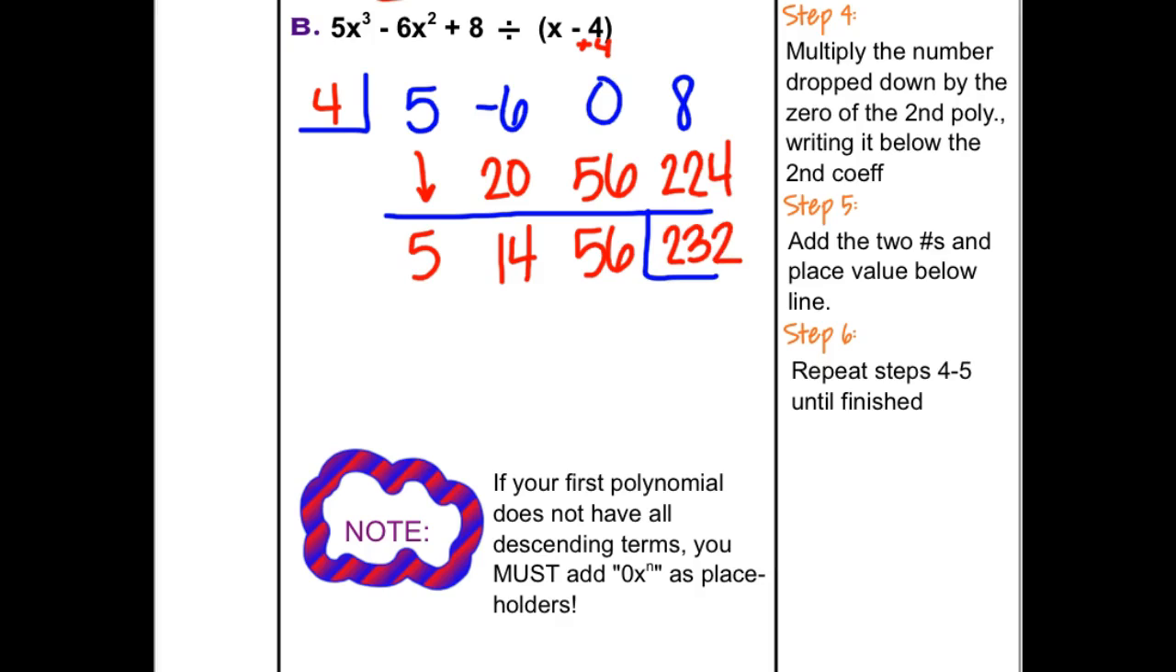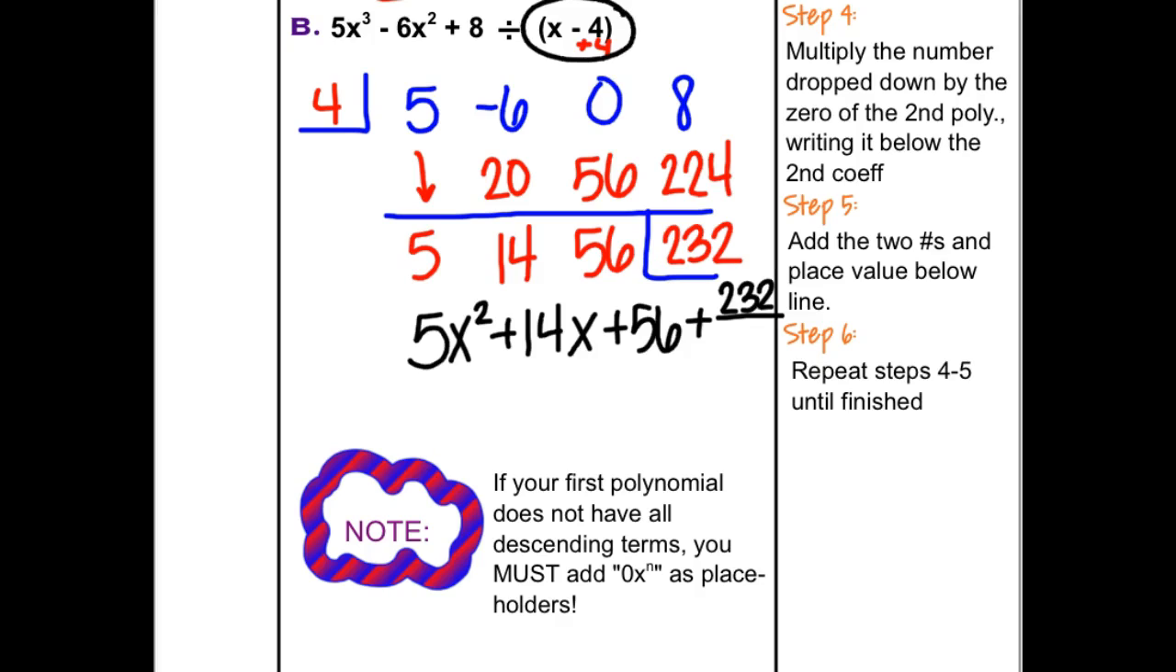So I know some of you are freaking out. When we write our answer, the 5 goes first, and then it drops by a degree, so it's 5x squared, plus 14x plus 56 plus, and this is what we were talking about yesterday, we have a remainder of 232, and that goes over our divisor of x minus 4. So then this, including the remainder piece, is our final answer.